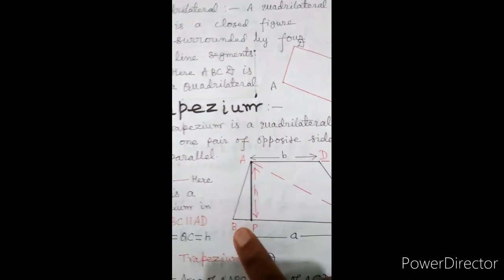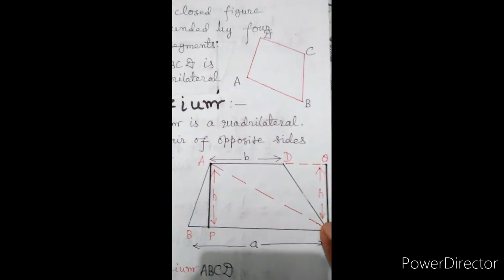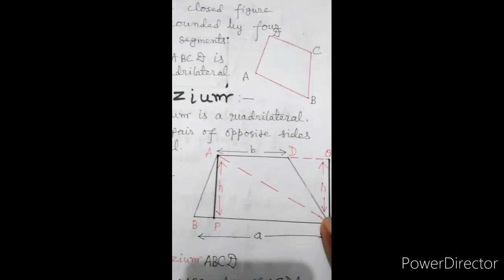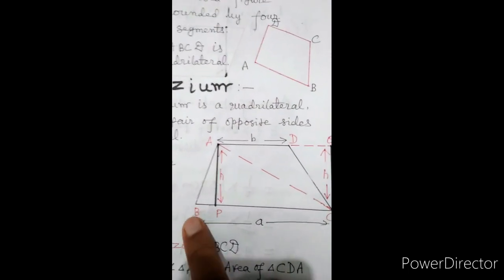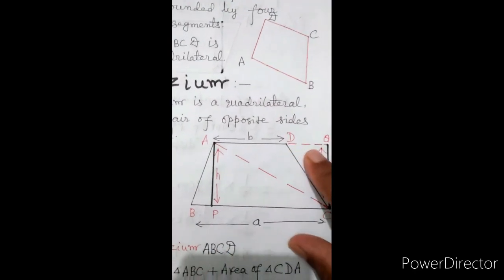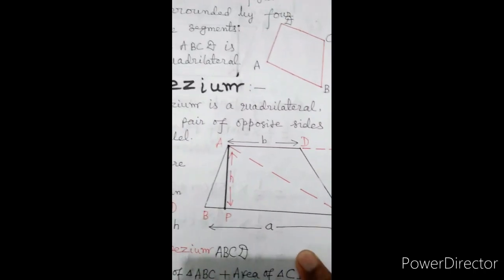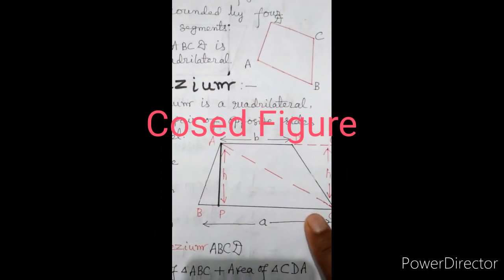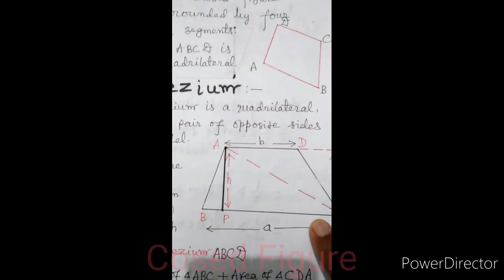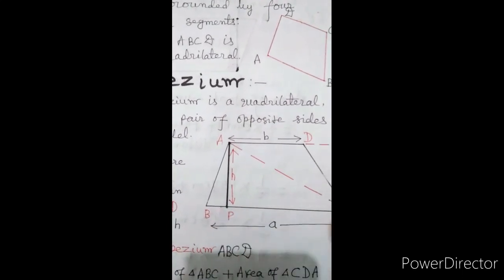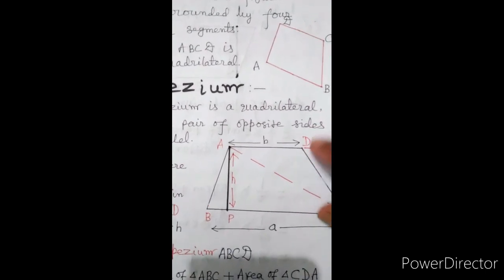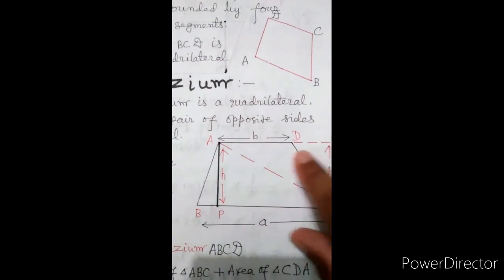See here, ABCD is a quadrilateral in which sides BC and AD are parallel. Then this closed figure ABCD is a trapezium in which AP is perpendicular on BC. So this is distance between these two parallel lines BC and AD.